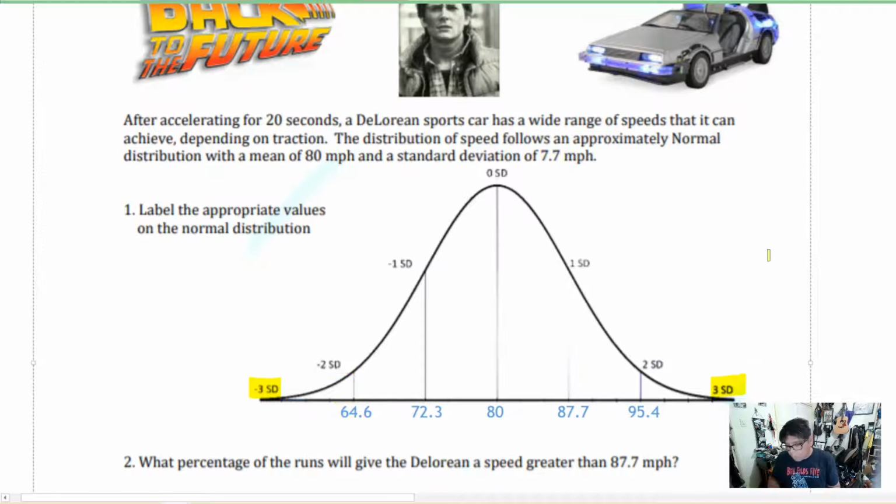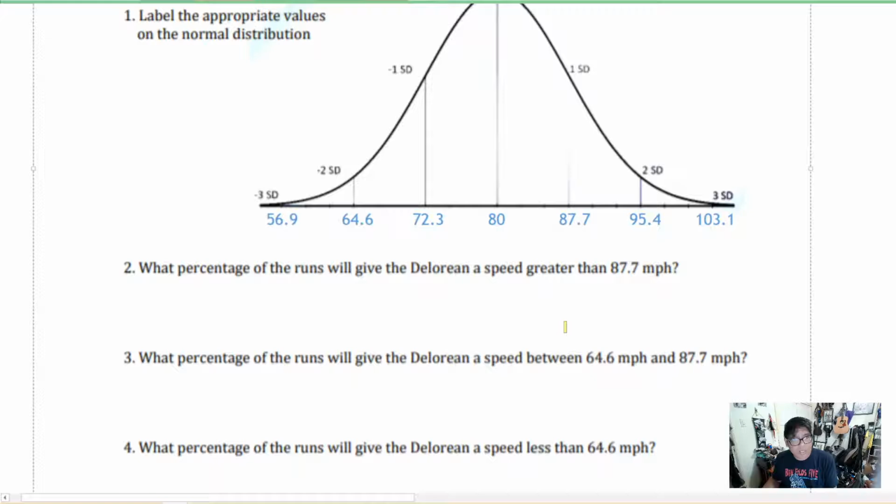So we're going to do this one more time. And now we have the speeds that are at 3 standard deviations above and below the mean. The mean of 80 minus 3 times 7.7, that is 56.9. And then the mean of 80 plus 3 times 7.7, that says the 3 standard deviation speed is 103.1. So that labels the curve, and that kind of lets us know a little bit about these speeds.